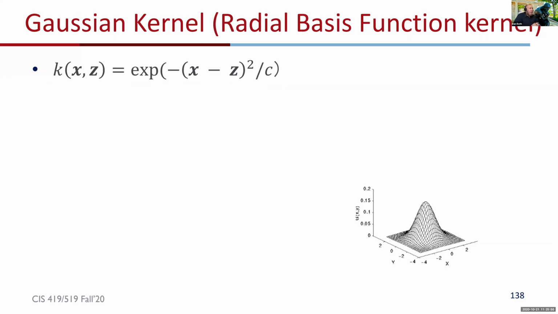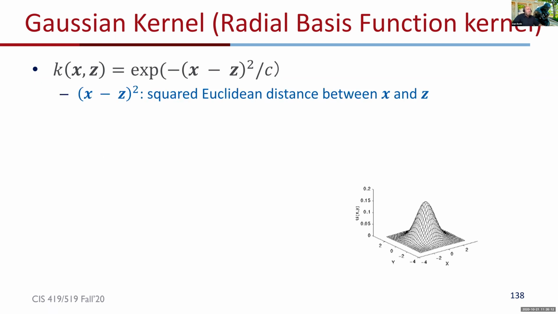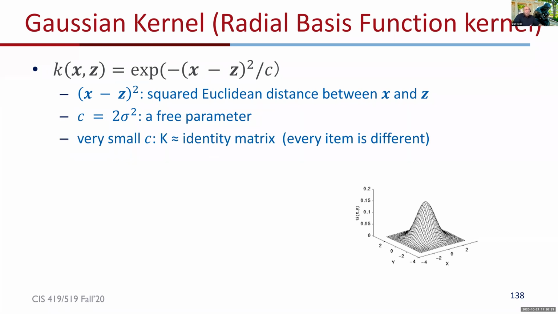The way this kernel is defined, x and z are again vectors in our original space. K of x, z is going to be e to the minus ||x minus z|| squared divided by some constant c. What this is going to give you is a very interesting function of x and z that behaves like this function that I show here, right? So what is this? This is just the square of the Euclidean distance between x and z. C is a constant. Sometimes it's going to be computed as a function of the distribution of the data, but doesn't have to be.